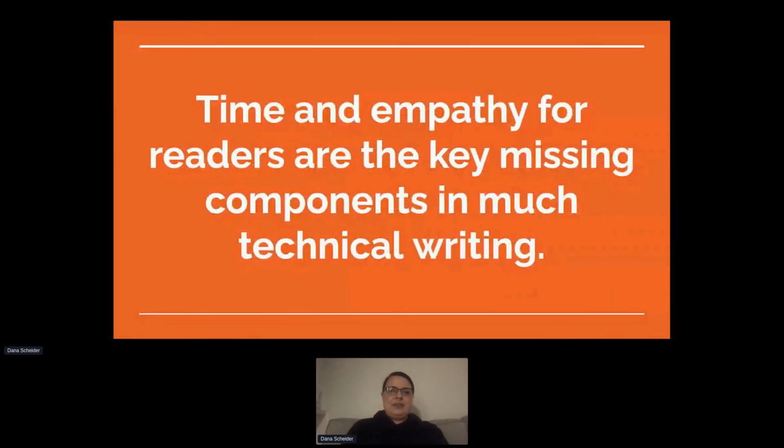Time and empathy for readers are the key missing components in a lot of technical writing, and a lot of writing in general. Good writing takes time. It takes a long time. And it also is not easy.